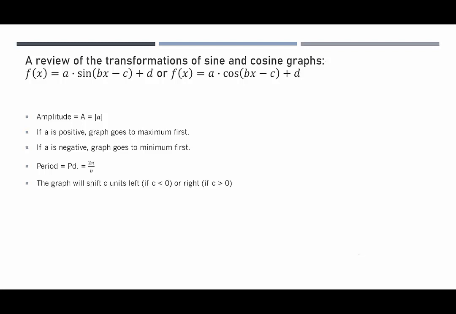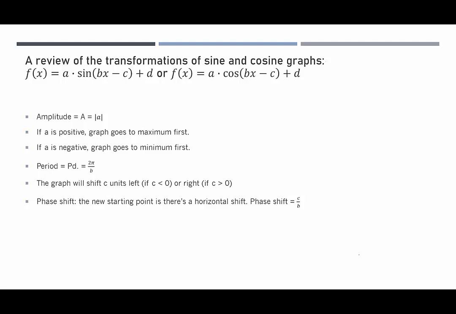The graph will shift C units to the left if C is less than 0, or to the right if C is greater than 0. So C is a horizontal change. And when we're talking about sine and cosine graphs, we call it a phase shift. It's a little bit wonky here, but with the phase shift, we're looking at the starting value for the x's, right? So sine should start at 0, and actually cosine should too.